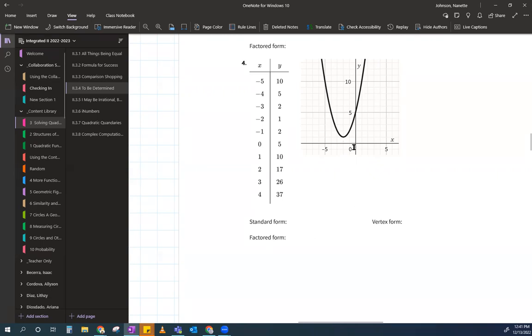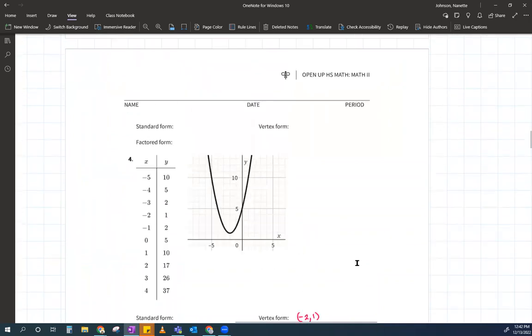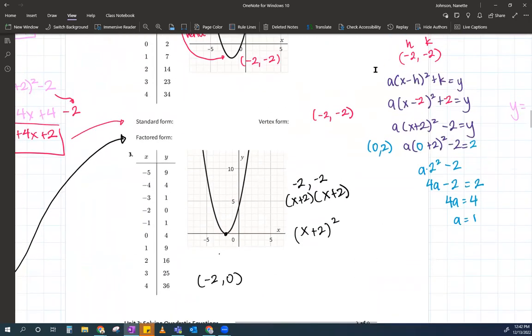So can you start me off by just telling me what I would need in order to build my vertex form? What would I need? Very good. I need the vertex. And the vertex, according to this, is -2, 1, right? So in my vertex form, I write -2, 1. And then I'm going to use that form that we have up here to build our equation.